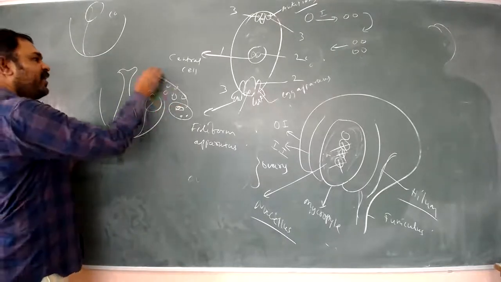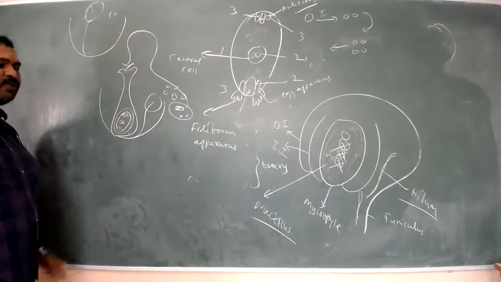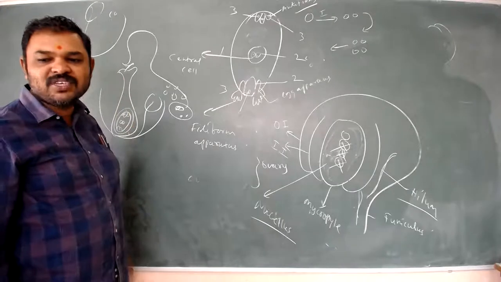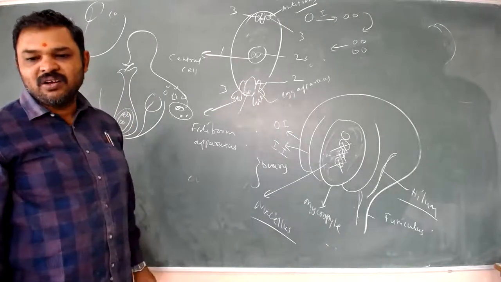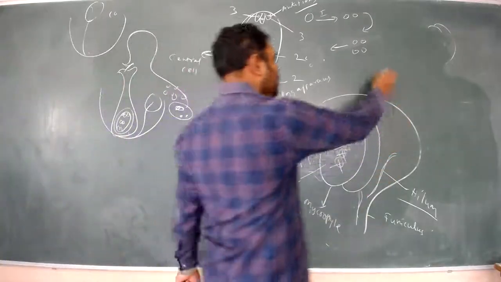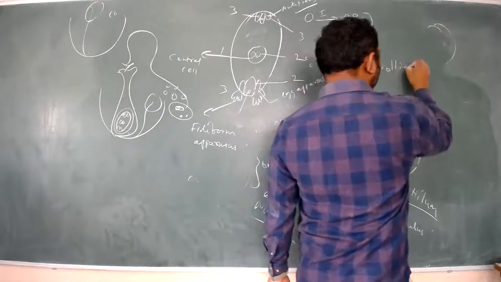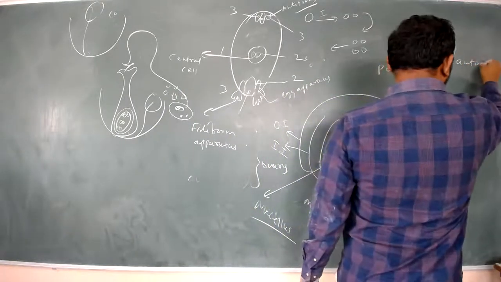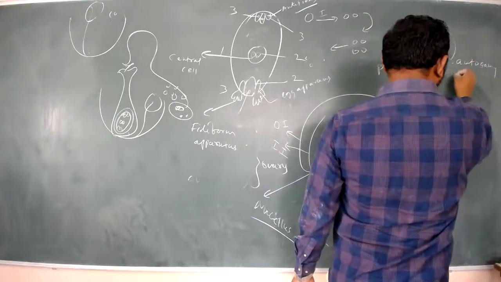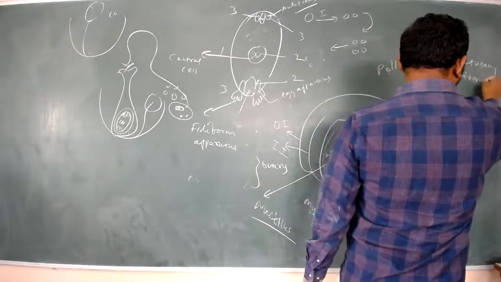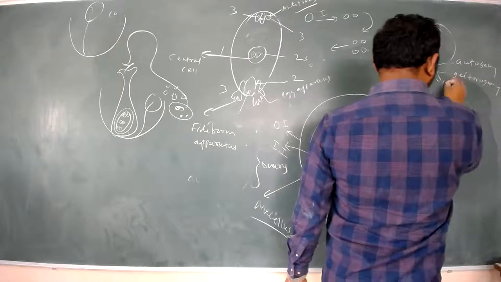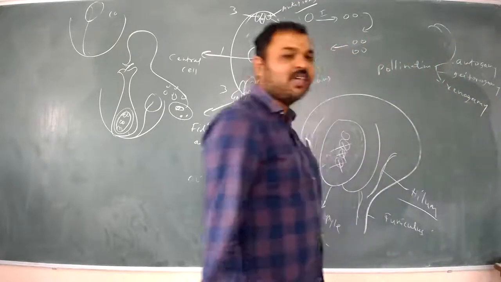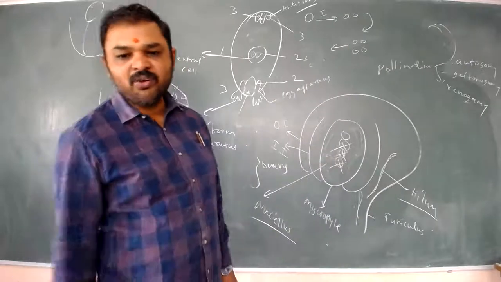Now, such a pollen grain, where is it transferred? Transfer to the pistil. So the transfer of pollen grain to the stigma of the pistil is called pollination. How many types of pollination are there? Autogamy, geitonogamy, xenogamy. Three types of pollination.